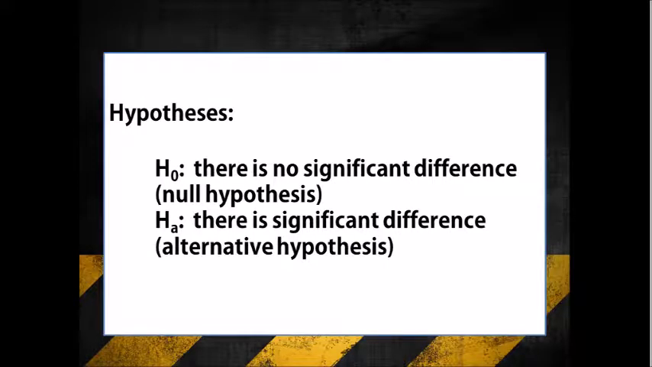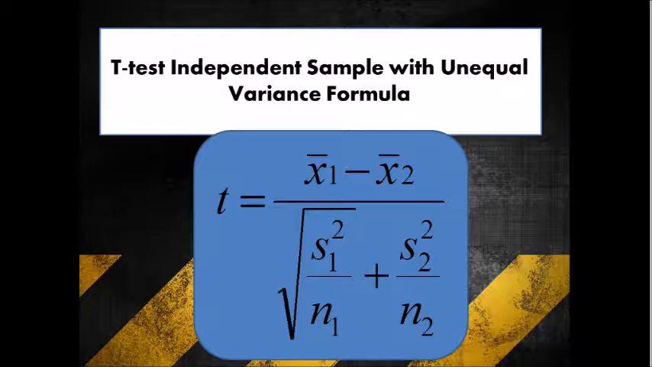In hypothesis testing, H sub 0, or the null hypothesis, states that there is no significant difference. H sub A, or H sub 1 in other sources, the alternative hypothesis, states that there is a significant difference. T-test independent sample with unequal variance formula: T is equal to mean sub 1 minus mean sub 2 over the square root of S sub 1 squared over N sub 1 plus S sub 2 squared over N sub 2.